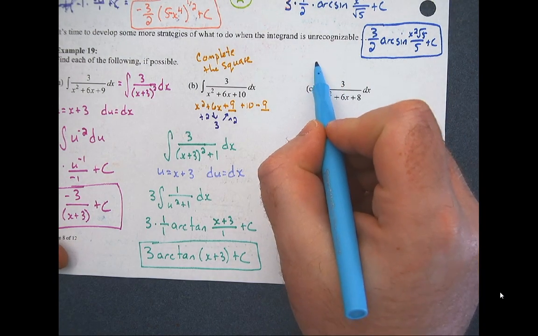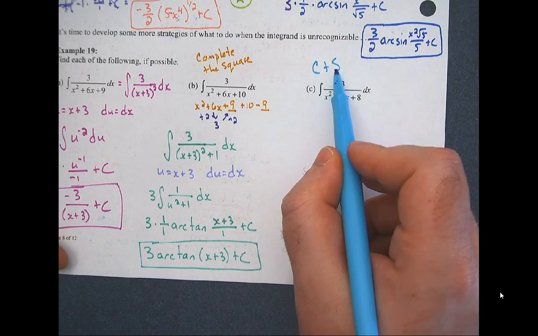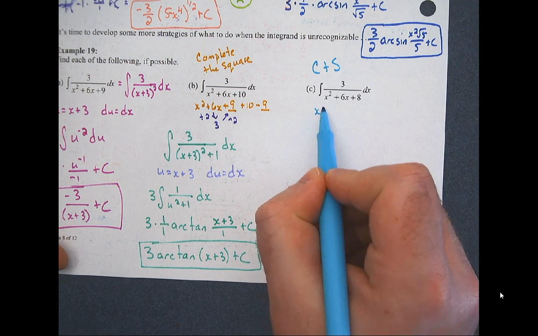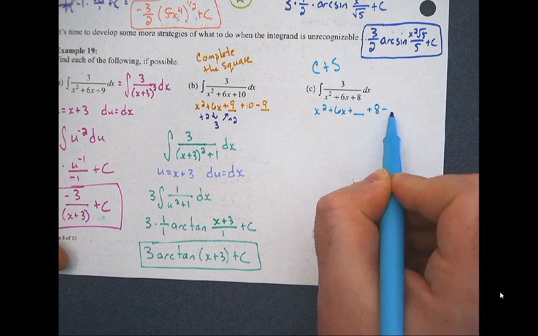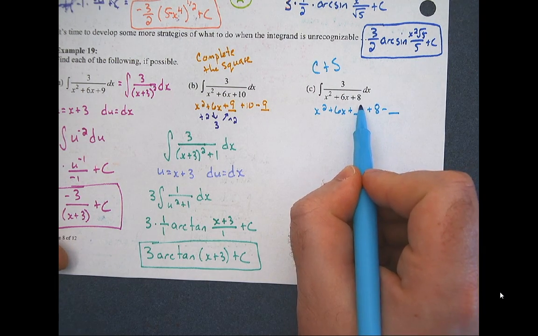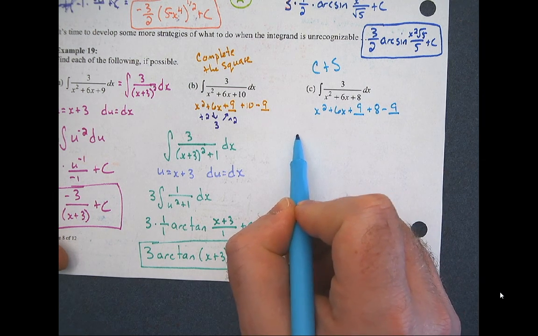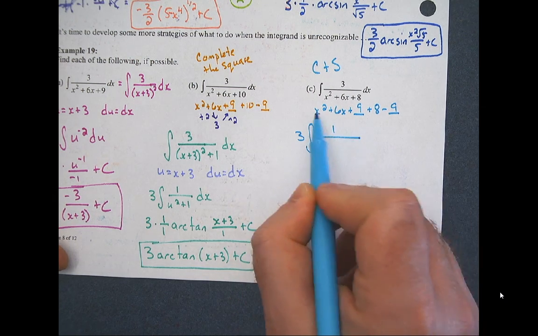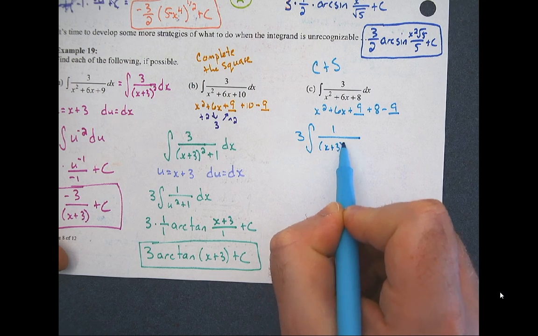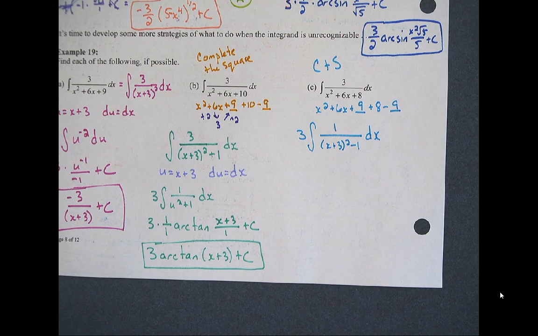So I'm going to complete the square again. CTS, little capital C, little t, capital S. So that's going to be x squared plus 6x plus blank plus 8 minus blank. Cut it in half and square it, so that's a 9. So my equation I can rewrite, I'm going to bump the 3 out right now. 3 integrate 1 over x plus 3 quantity squared. 8 take away 9 is minus 1. Don't forget your dx. Now I can do a u-du.